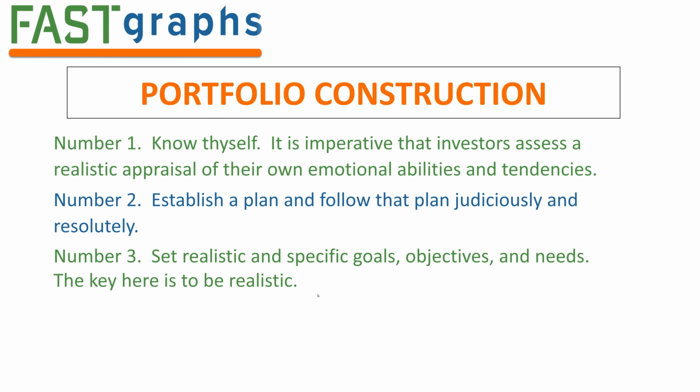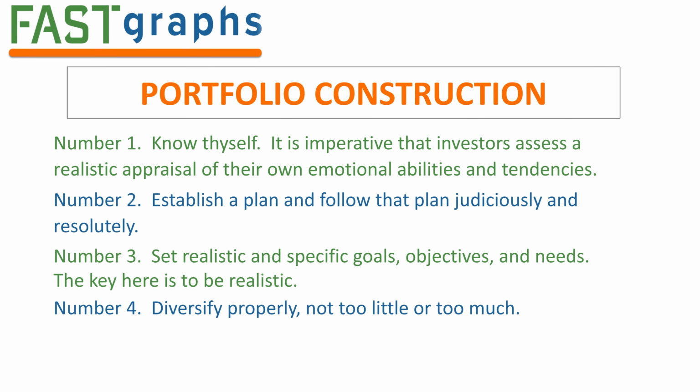Number three, set realistic and specific goals, objectives, and needs. The key here is to be realistic. Don't ask for 10 or 12% yield on your portfolio in an interest rate environment like we have today, in an average dividend yield environment. There are stocks out there that can pay these 10, 12, and even higher yields, but they're risky and they're not necessarily the kinds of stocks that most people, let's say in retirement years, should be looking for.